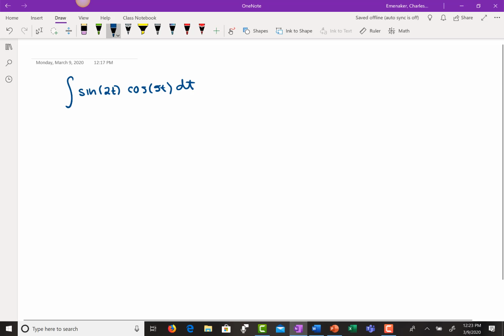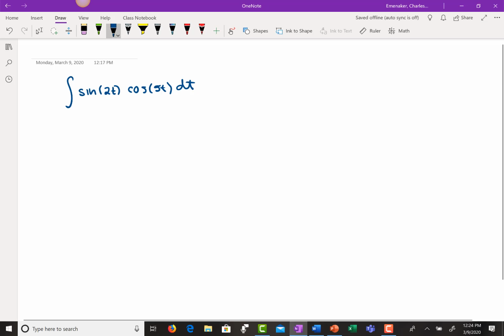So we can't just integrate it as is. Second question, can we do a u substitution? Well, if we did a u substitution, the u would either be the 2t or the 5t. It's what's inside of one of those transcendental functions. And that's not going to get us too far either, is it? We'll still have sine times cosine.